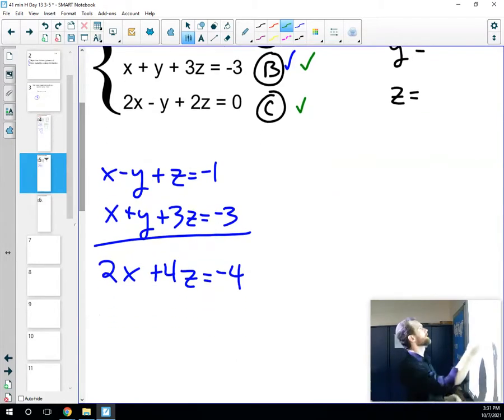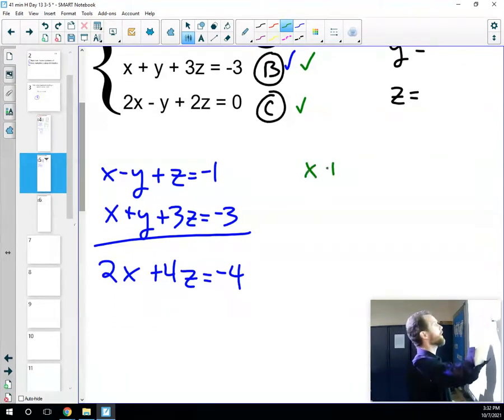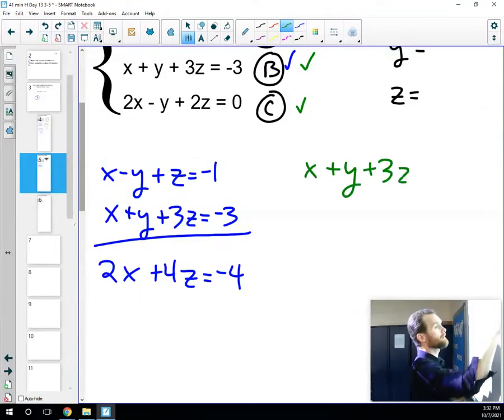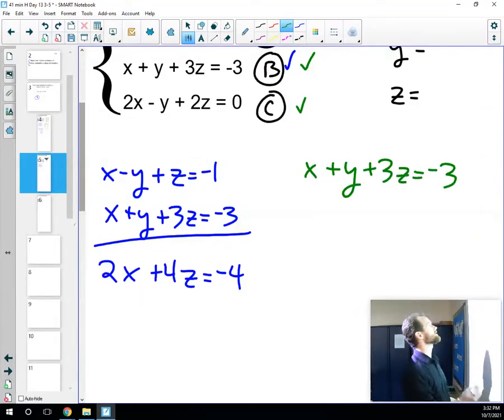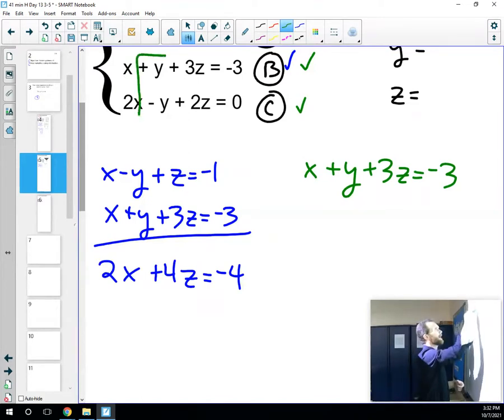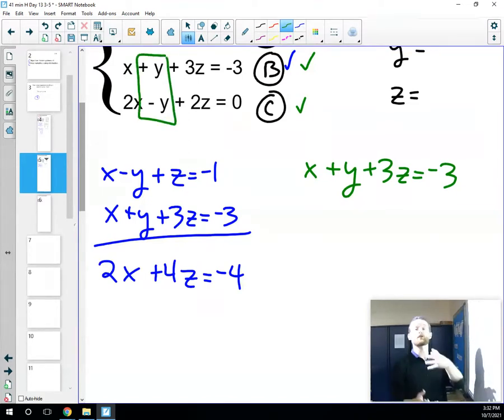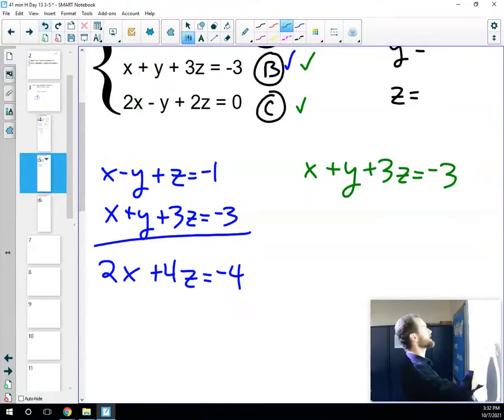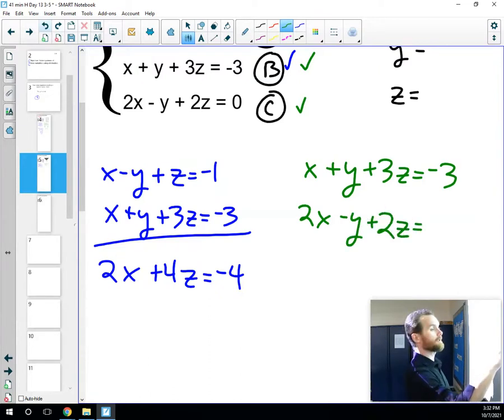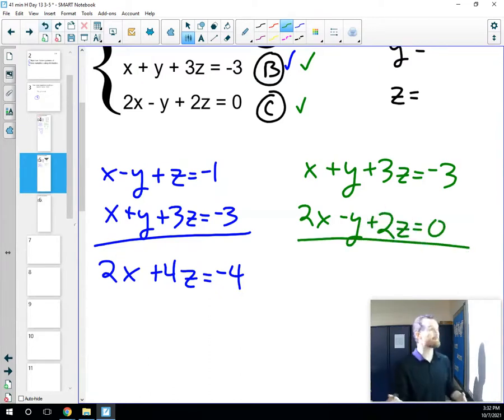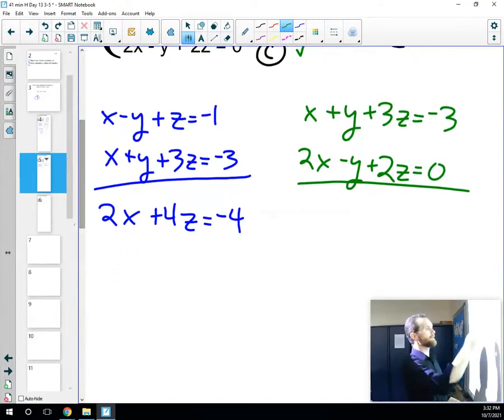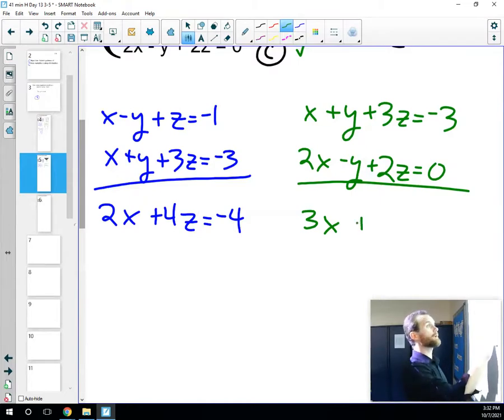Let me scroll down a little bit. B is x plus y plus 3z equals negative 3. And again, we made that decision to pick B and C because we saw a positive y and a negative y. Those are opposite coefficients. They will cancel out when they are combined. C is 2x minus y plus 2z equals 0. Now we combine. x and 2x is 3x. The y's cancel out, which is what we wanted to happen. Then we get plus 5z equals negative 3 and 0.